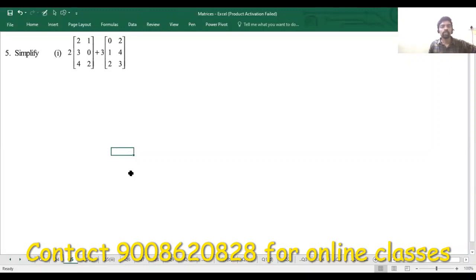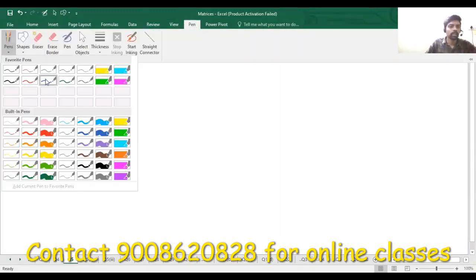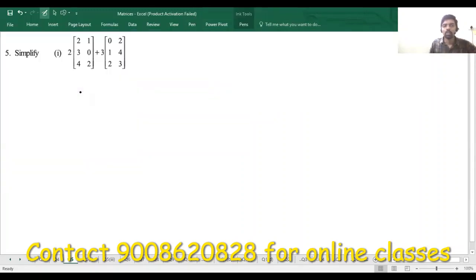All right. So question number 5. See guys, what is question number 5? They said simplify. That's all. The question is simplify. In between, what is the sign here? Plus, correct? So I'll just do the addition operation here. So multiply this matrix by 2. Scalar multiplication. So guys, multiply this.